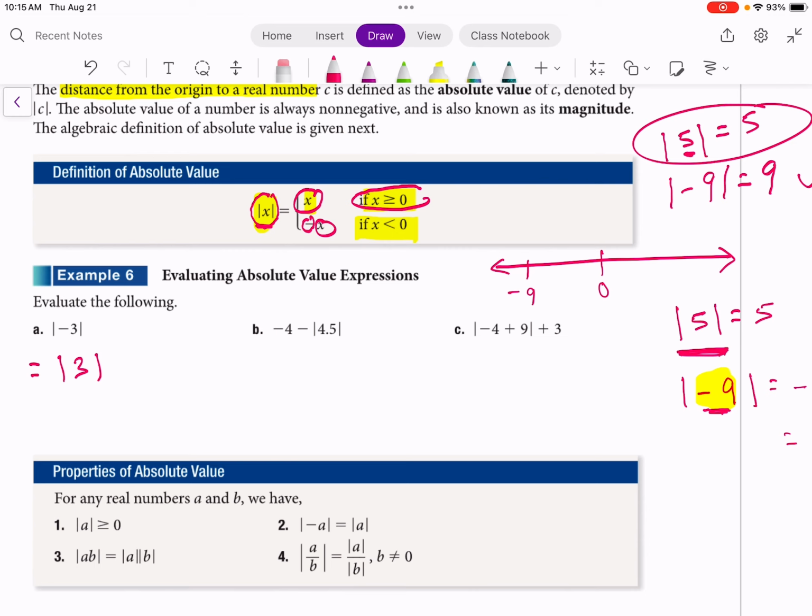So for B we have negative 4. Now let's find the absolute value of 4.5, and what is that? 4.5. So this is negative 9.5. Okay, now let's simplify inside the absolute value. So negative 4 plus 9, that is positive 5, plus 3. And the absolute value of 5 is 5, plus 3, which is 8.